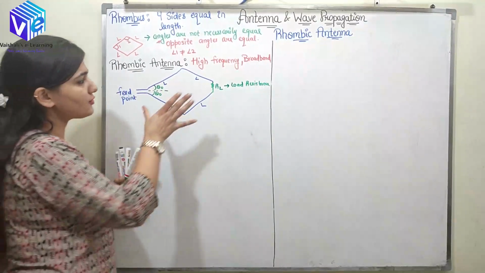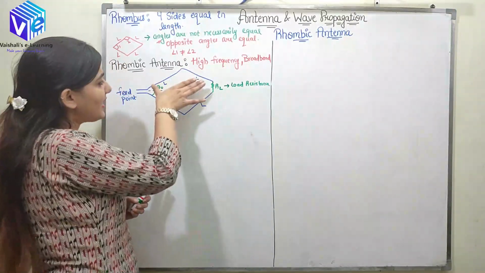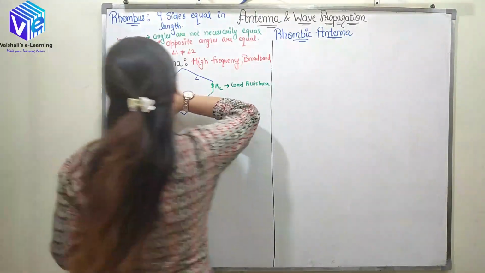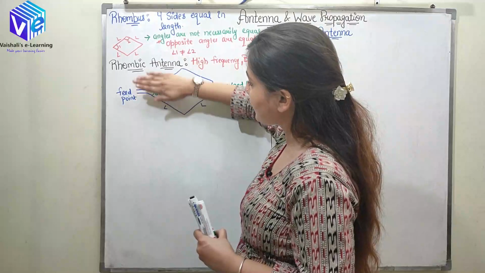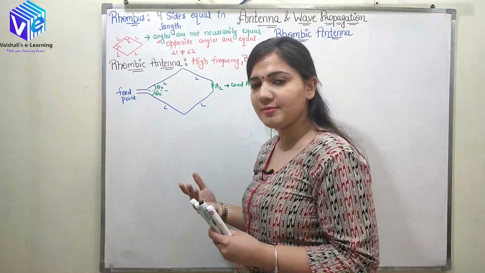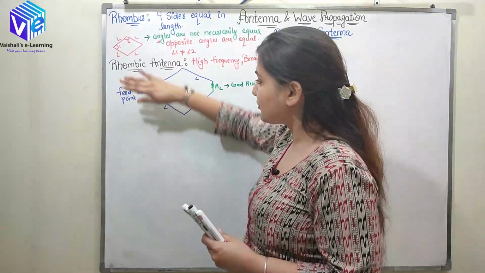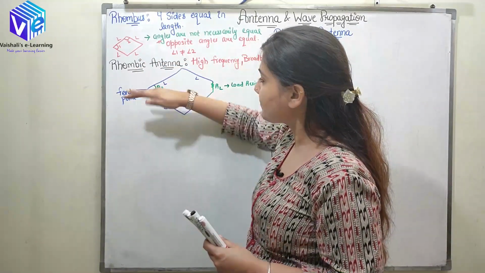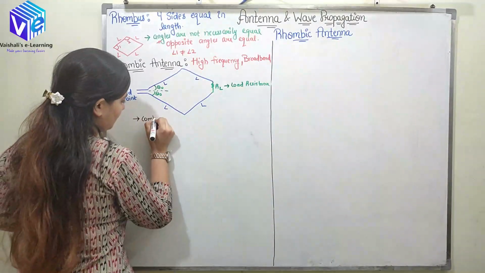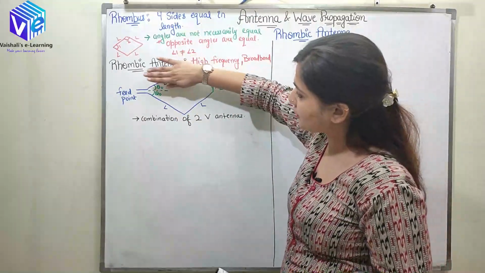This is my load resistance. If you see this structure, it is similar to the V antenna. I hope you must be remembering the V antenna. This upper part is the tilted V antenna. This part is the V antenna. If you don't remember, you can go to my previous video, watch that video and come back. So this is the V antenna, this is the tilted V antenna. So it's a combination of two V antennas. You can imagine how I am saying it is a combination of two V antennas.